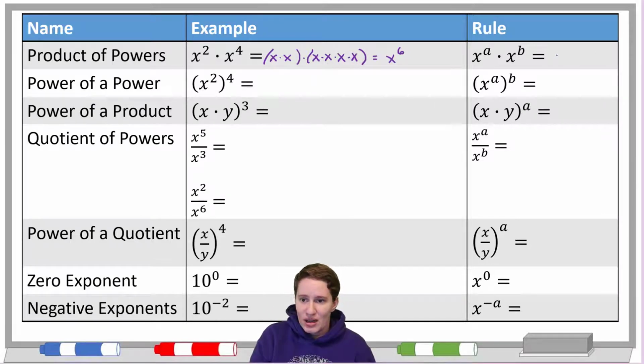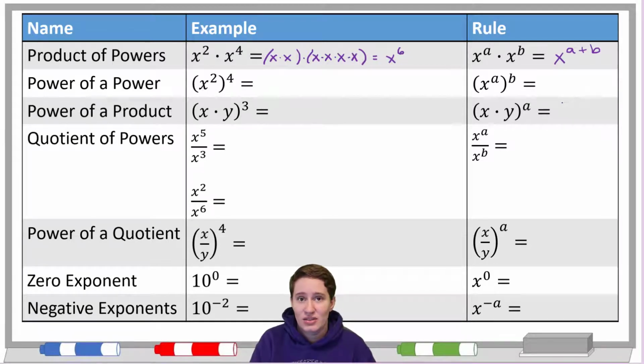So if we have two things that are the same base, it doesn't work if you have 2 cubed and 3 cubed. You can't do this trick with that. But if we have the same base, we can combine it into one single expression if we add the exponents together. Okay. That's the first rule.